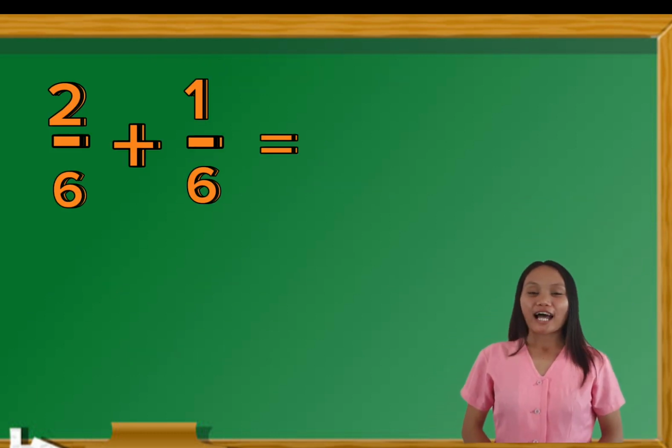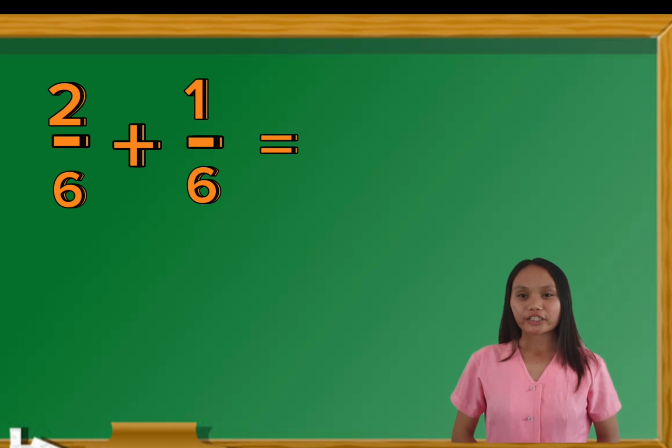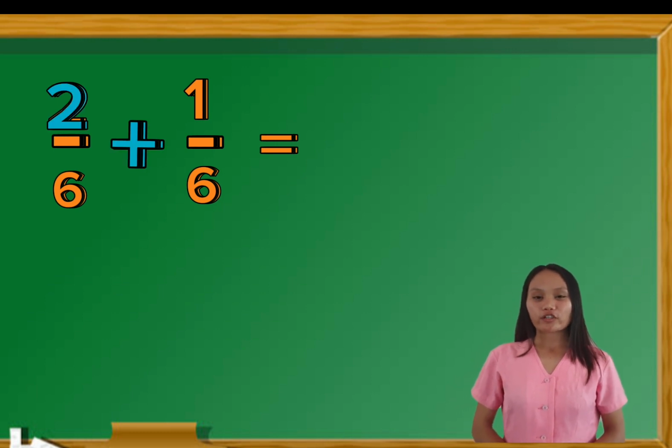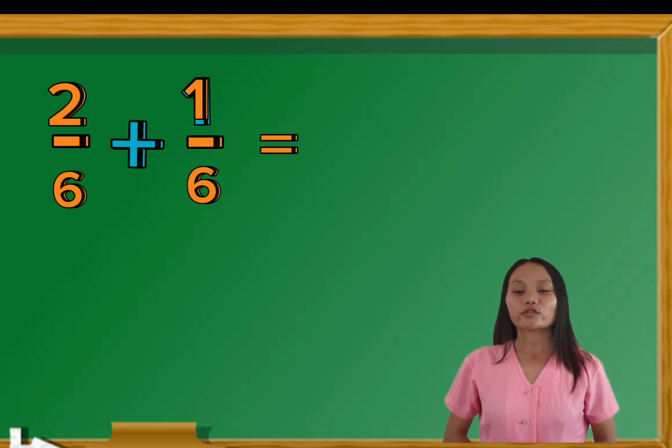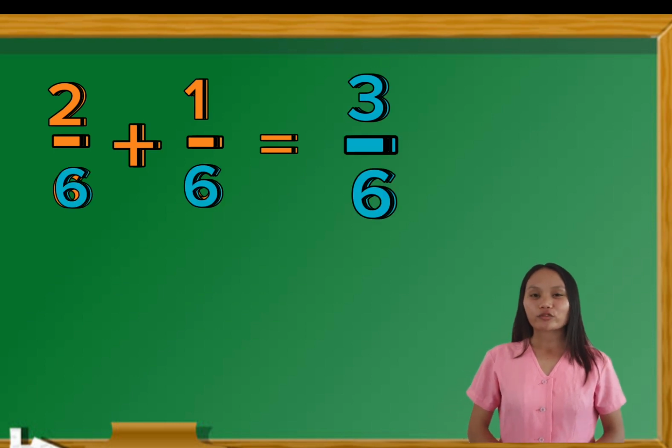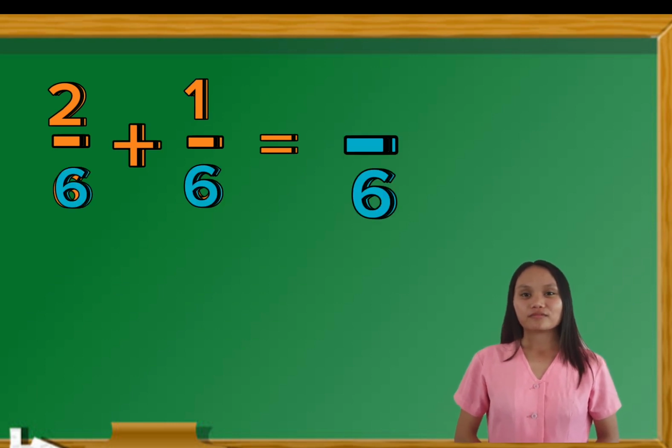Step 2, add the numerators and keep the denominators. So this step is rather straightforward. Add your numerators together so the sum becomes the new numerator, while the denominator stays the same.